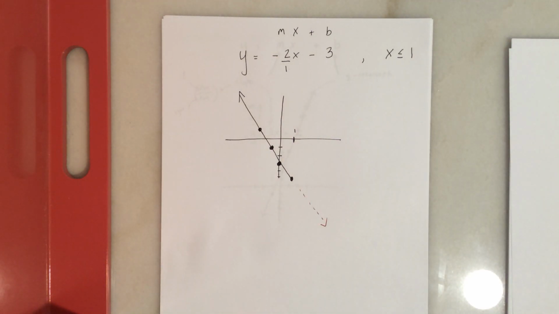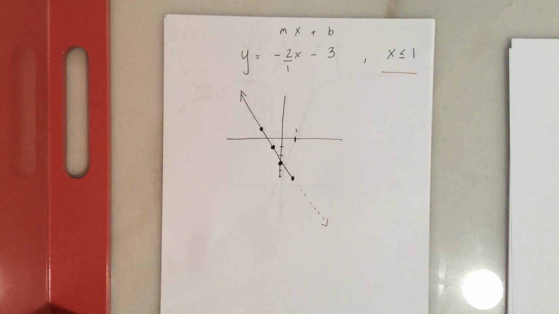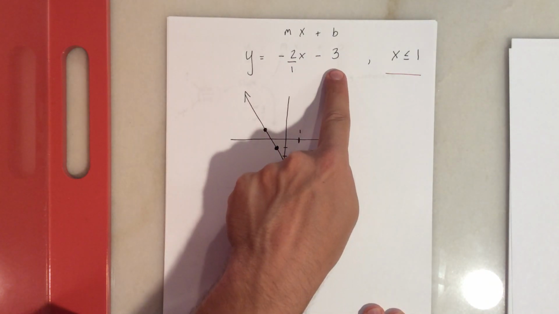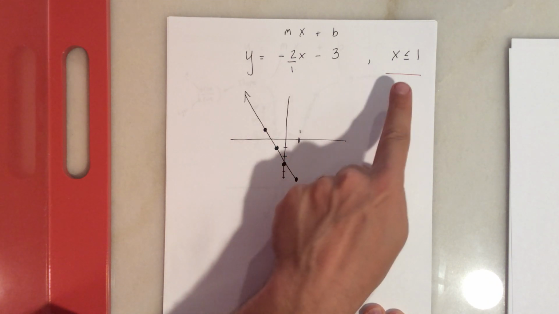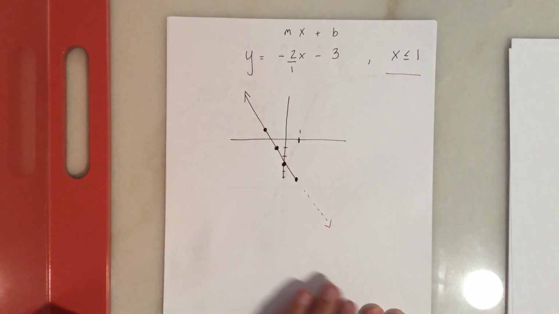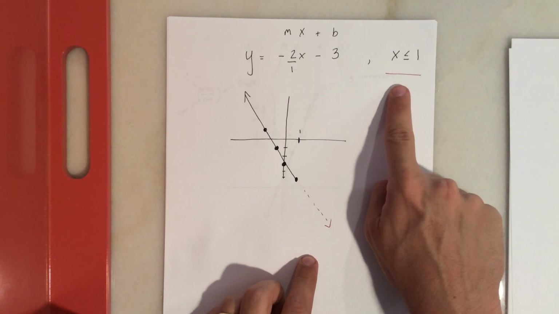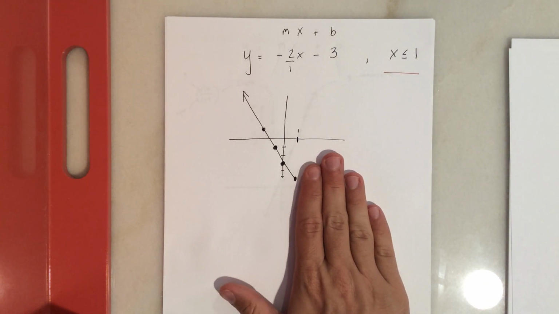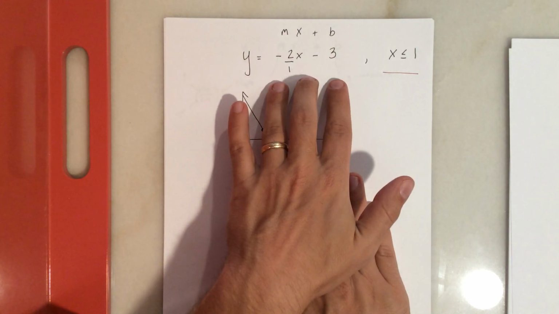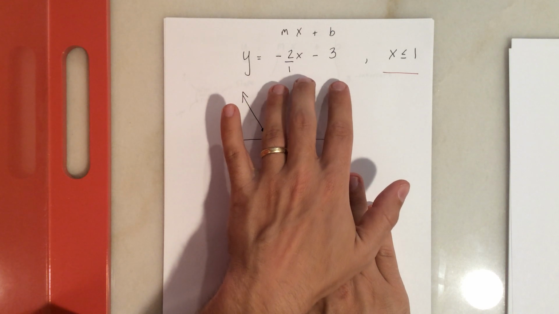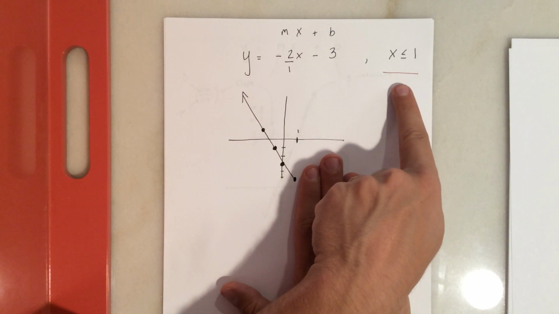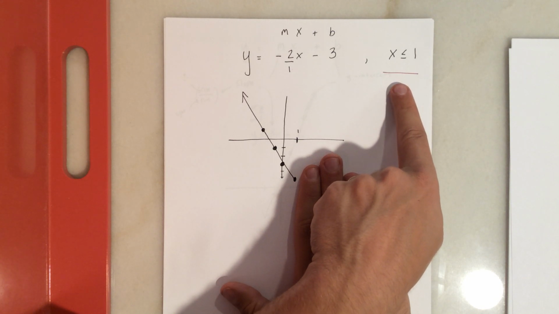But per our restriction, we're only allowed to graph the function negative 2x minus 3 for the x values that are less than or equal to 1. So all of the stuff that isn't less than 1, that is, all the stuff that's greater than 1, is not included in our graph. Okay? So we're not going to graph this whole thing. We're only going to include the portion of this graph that satisfies this condition, so that is less than 1.